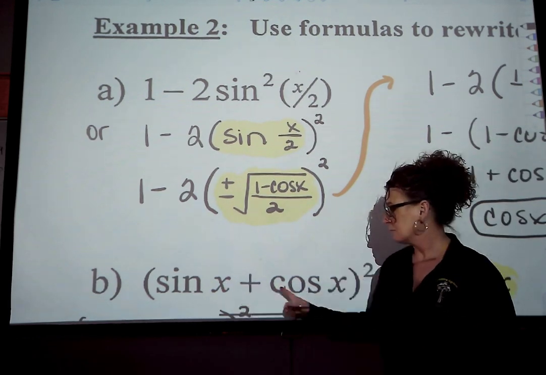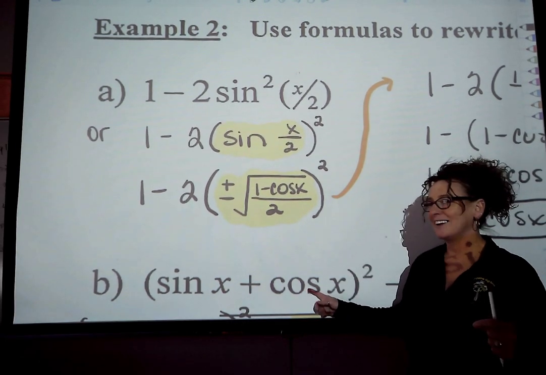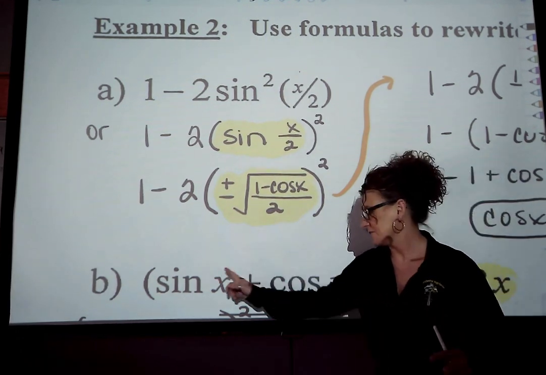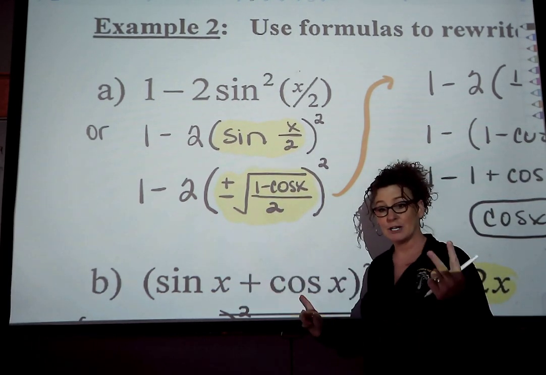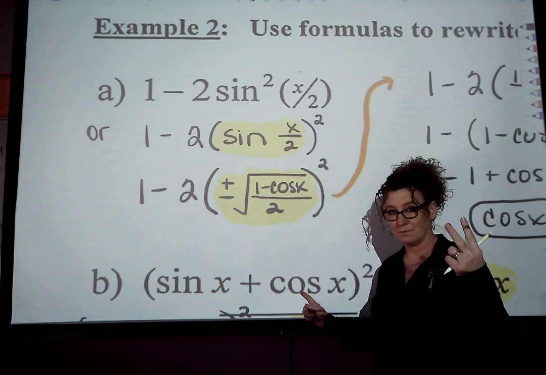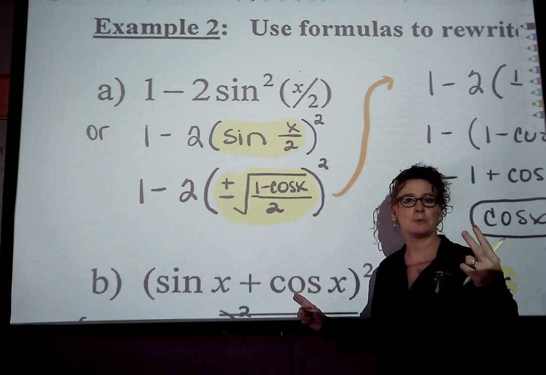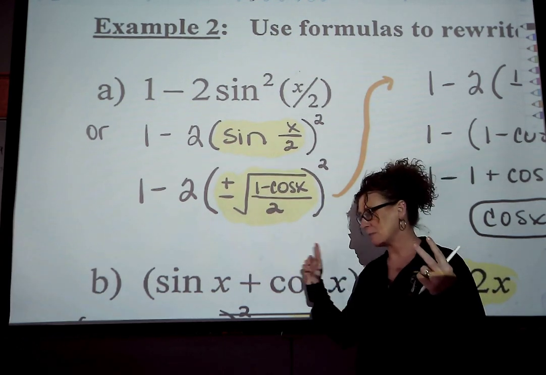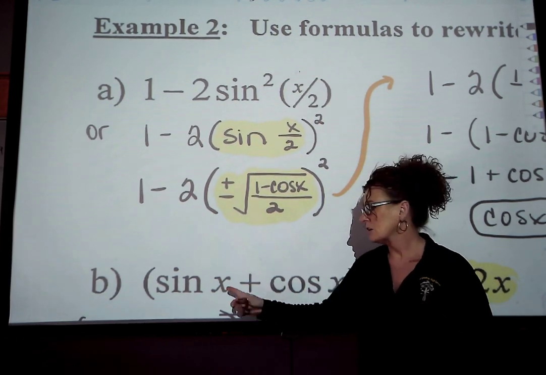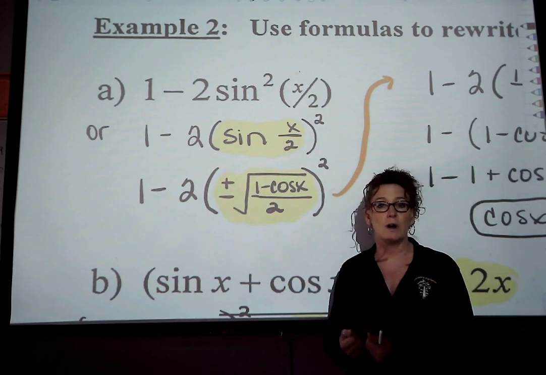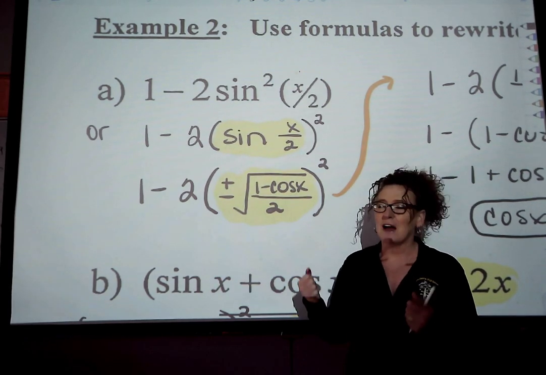Careful. Sine plus cosine. Be careful. You can't stick a 2 on each of these. This is a binomial. If you wanted to square this binomial, you would have to FOIL. So don't even think about sticking a 2 on here. Also, don't even think about replacing sine of x plus cosine of x with 1, because in order to do that, they have to be squared.